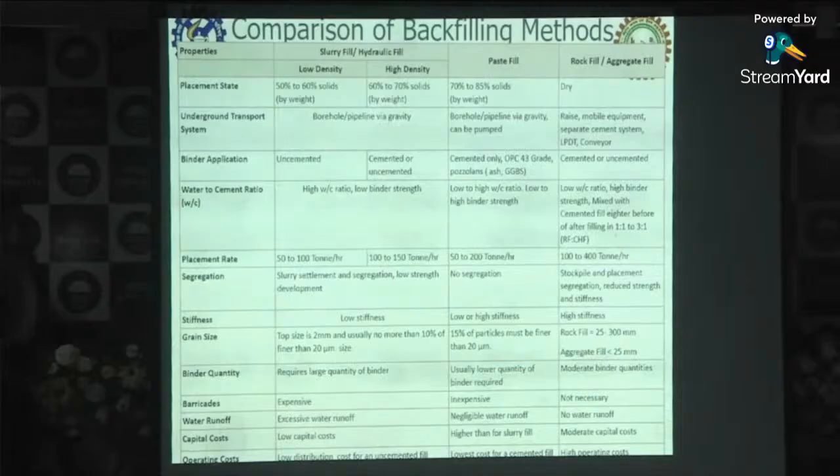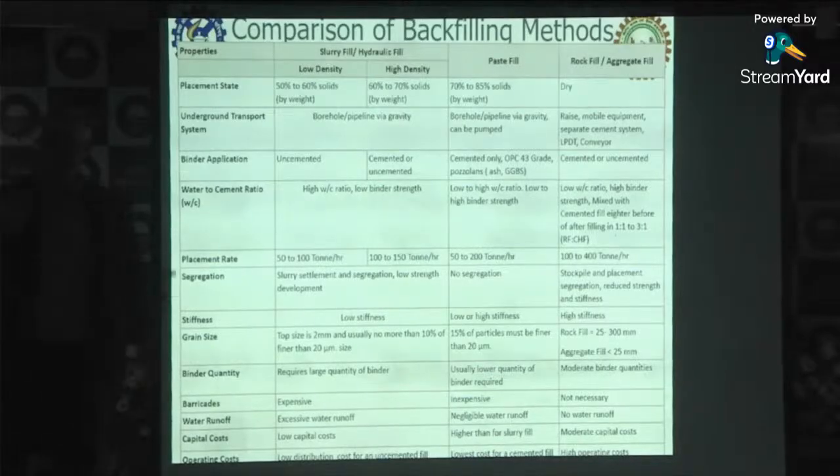Then paste fill is cemented only, OPC 43 grade is used. And pozzolans, why we use pozzolans? Cement actually contributes 75% of the total cost of backfilling. So mine management usually try to replace it with a binder alternative like pozzolans. What are pozzolans? Pozzolans are siliceous or alumino-siliceous materials having free lime. When in contact with water, they produce cementitious properties to increase the overall strength. So usually all the mine managements are replacing sand to some extent with pozzolan material. And rock fill, as told, is uncemented, but it is used in combination with cemented hydrofill.